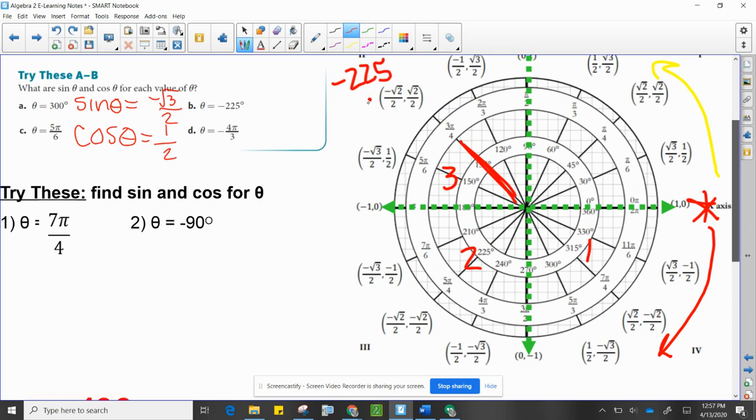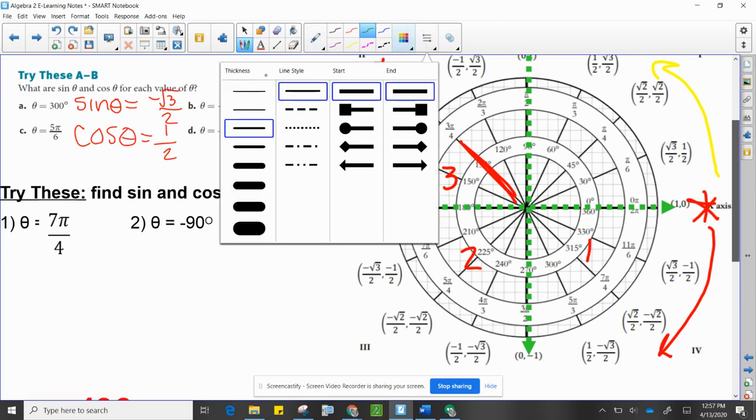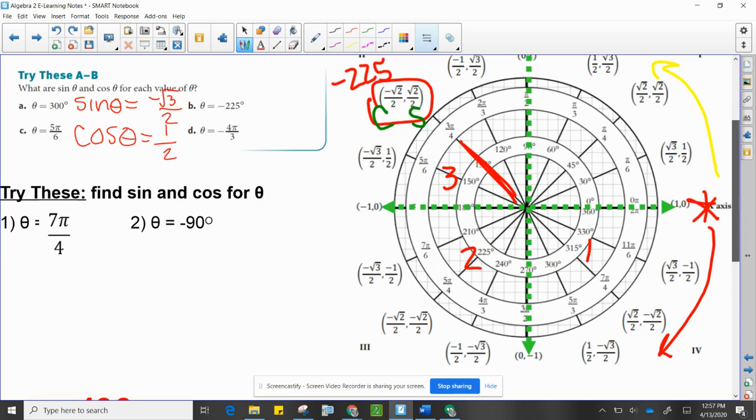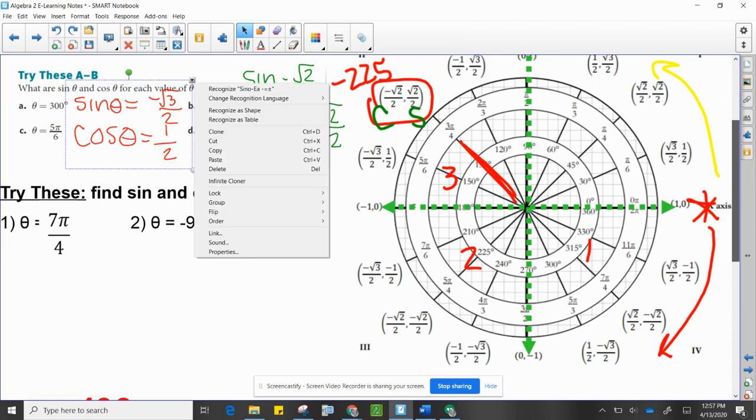So we're going to be using this ordered pair. And again, cosine is the x, sine is the y. So if I answer the question here, what is the sine and cosine of negative 225? Well, the sine is our y value, positive root 2 over 2. The cosine is the x value, so negative root 2 over 2. And that one's done. Okay, let's do one of them in radians, and then you guys can try some.